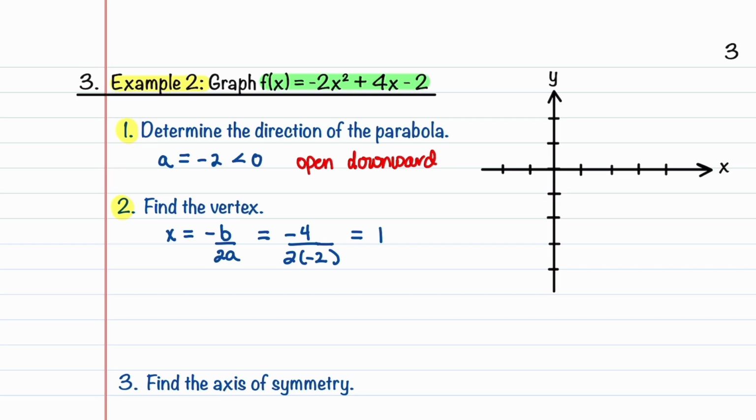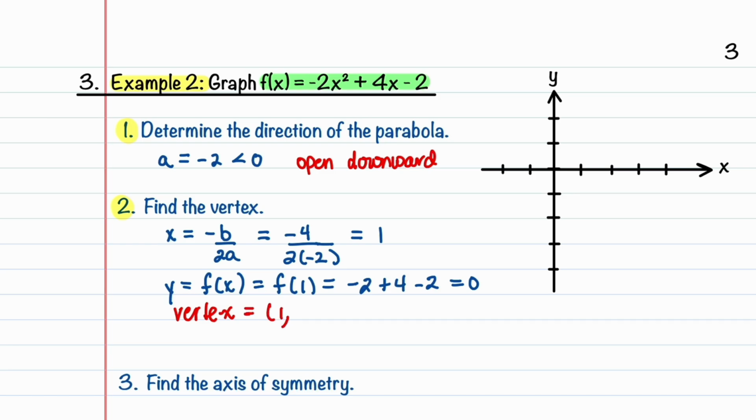Now we're going to find our y-coordinate. Our y is equal to f of x, and we're going to plug in that x is equal to 1. So looking up at our green function, this gives us a -2 plus 4 minus 2, and that's actually equal to 0. Our vertex then has the coordinates (1, 0).